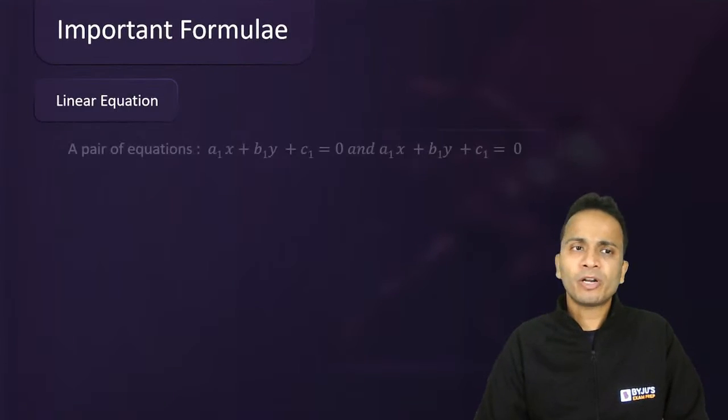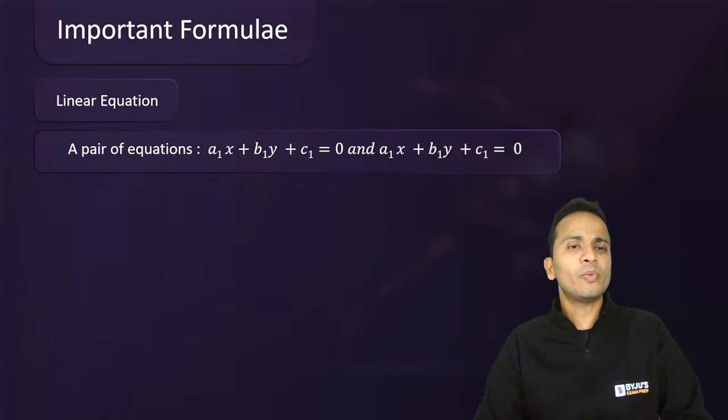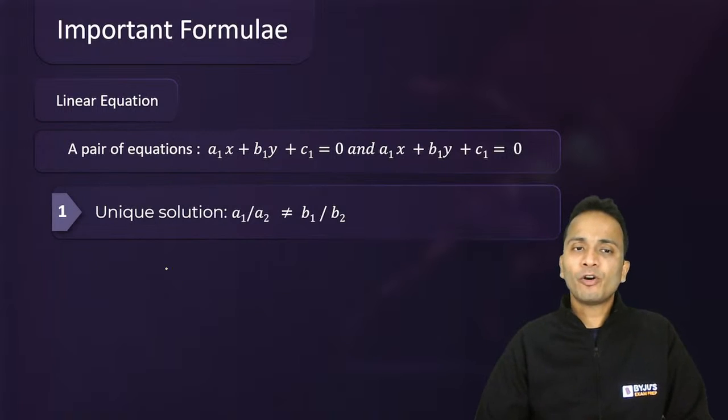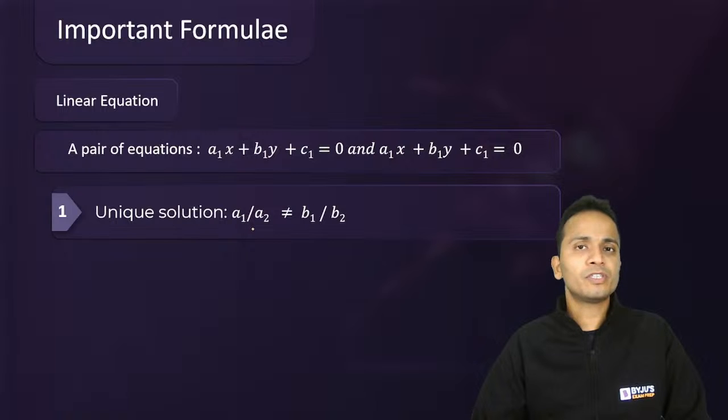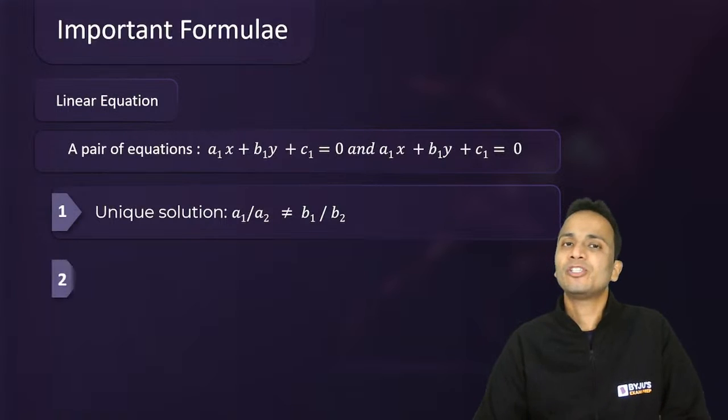Okay, moving ahead, next set of important formulas, linear equations. So two linear equations are given. Condition for unique solution, the ratio of the first two variables should not be equal. a1/a2 not equal to b1/b2 will be the condition for unique solution.